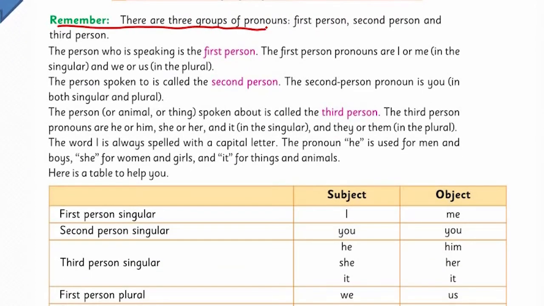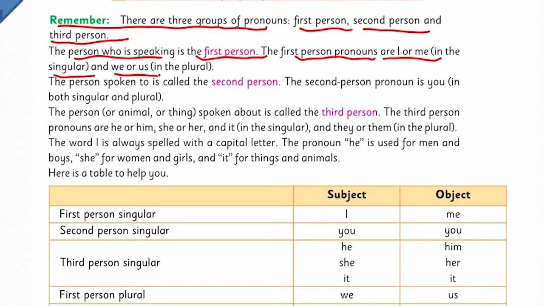Remember, there are three groups of pronouns: first person, second person, and third person. The person who is speaking is the first person. The first person pronouns are I or me in the singular and we and us in the plural. The person spoken to is called the second person.